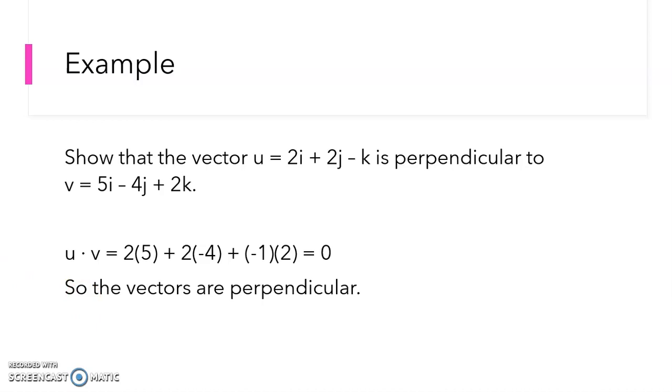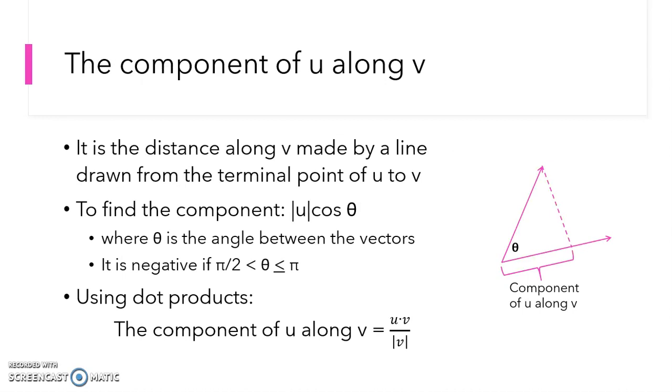Let's take a look at another application of dot products. This one is called the component of u along v. And I like to think of it in terms of this picture where there's a bright light up here shining down, and vector u up here is giving a shadow on vector v down here. And that shadow is what we can call the component of u along v.